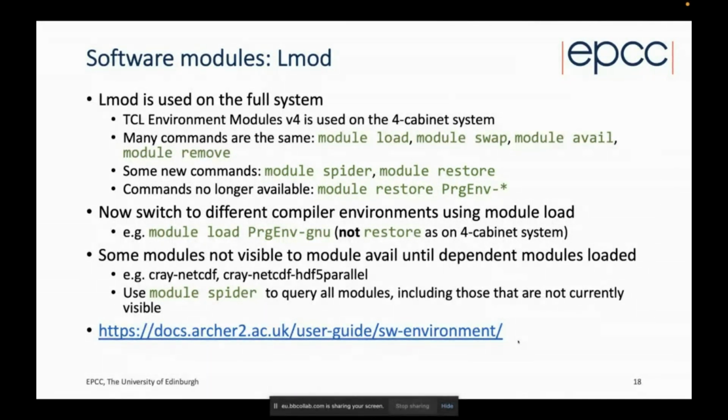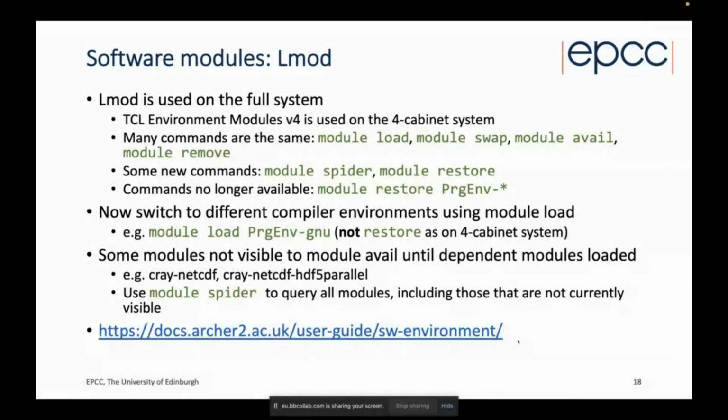Module spider is the command that allows you to search for modules that are hidden, like the netcdf one. So if you want to know which versions of netcdf are available, but you can't see them because you haven't loaded the HDF5 module, you can use module spider to do that. And it will also tell you which modules you need to load to make the hidden module available to you. It's a command that looks through the whole catalog of modules rather than just the ones that are currently available for you to load, which is what module avail does.